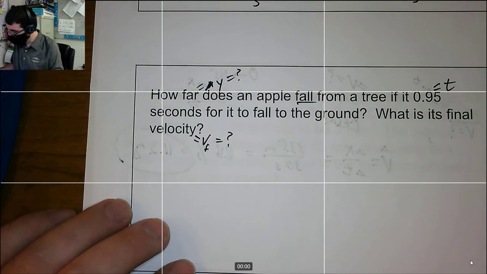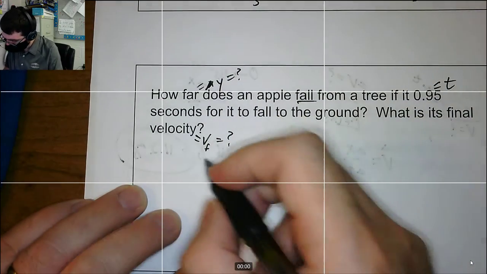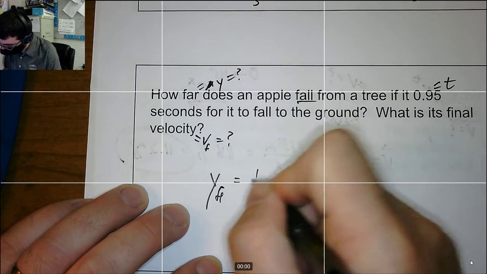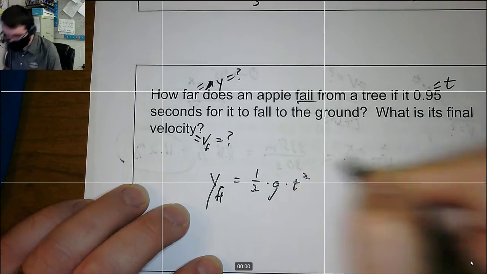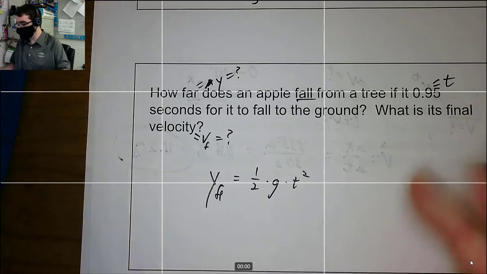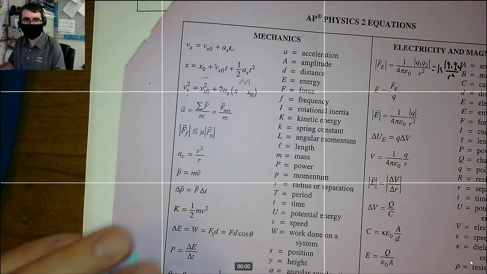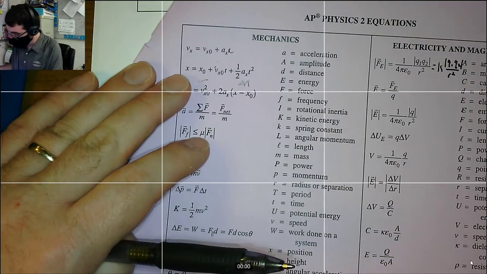And I'm going to use the distance in free fall equation. So that is y sub ff is equal to 1/2 times g times t squared. Now, you don't need to memorize these formulas, but you will note that that formula is not here on this formula page. It's just kind of hidden.